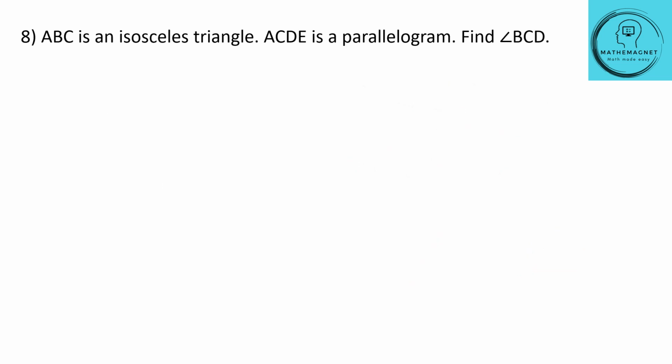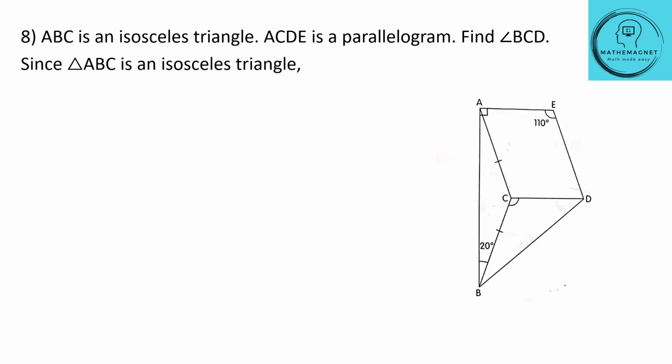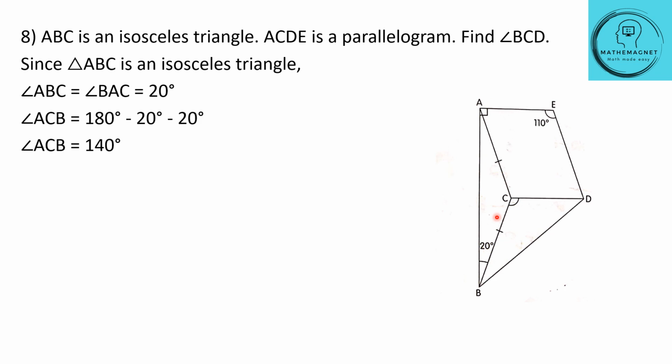Question number 8. ABC is an isosceles triangle. ACDE is a parallelogram. Find angle BCD. Now since triangle ABC is an isosceles triangle, if this angle is 20 degrees, this angle will also be equal to 20 degrees, because angles opposite to the equal sides are the same. So now you know this is 20 degrees, this is 20 degrees. Automatically you can find angle C in this triangle ABC, which is 180 minus 20 minus 20, which is equal to 140. So angle ACB is equal to 140 degrees.